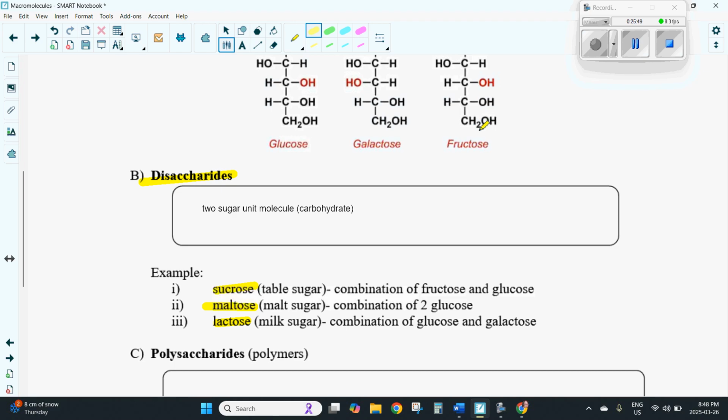So you're going to have double the amount of carbons, double the amount of hydrogens, etc. You are going to be missing 1 oxygen, but you don't need to know that. In the case of maltose, maltose is when you have 2 glucose molecules joined together, and then lactose is representing milk sugar. So this is the sugar found within milk. This is a combination of glucose and galactose.